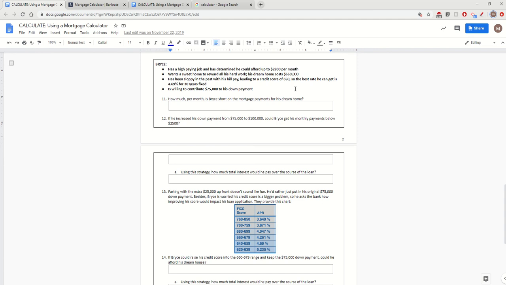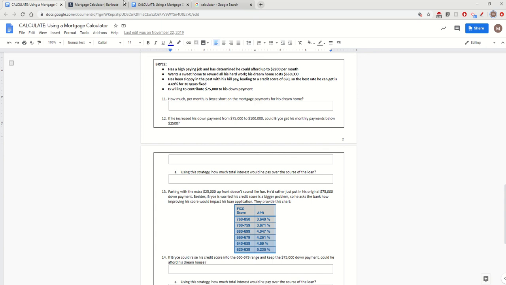It's not too great. Usually, a credit score above 700 is considered good. You always want to try to keep it above 700. So, Bryce's credit score is not too great. The best rate he can get is 4.69, which is pretty high for 30 years. He can put down $75,000 for his down payment.